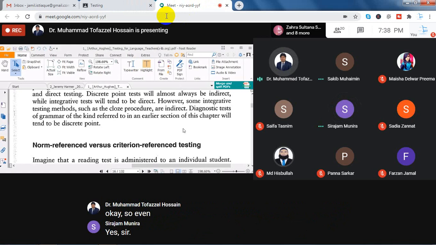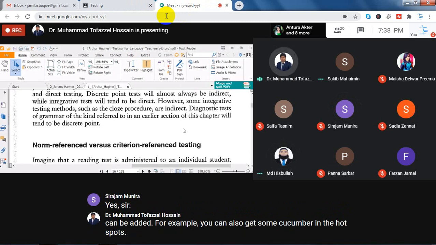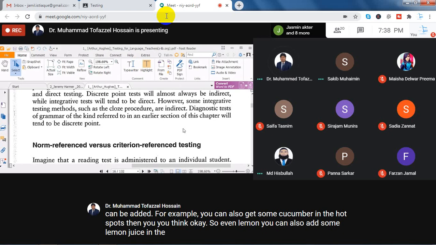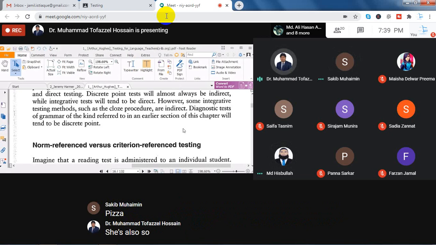So even the salad items can be added. For example, you can also add some cucumber in the hotspot. Then you think, okay, even lemon, you can add some lemon juice in the hotspot. Yes or no? This is also so. Carrot can also be added there. So you see, you have no extra pain.